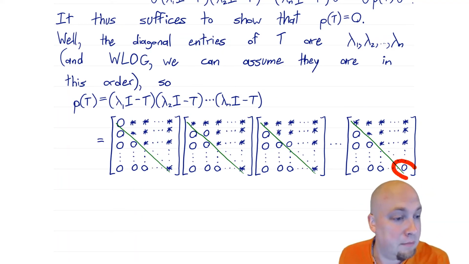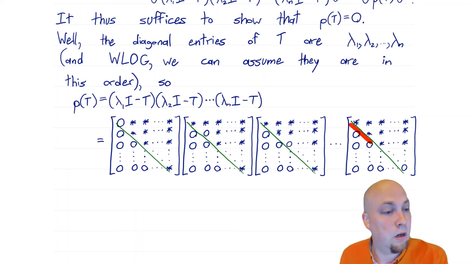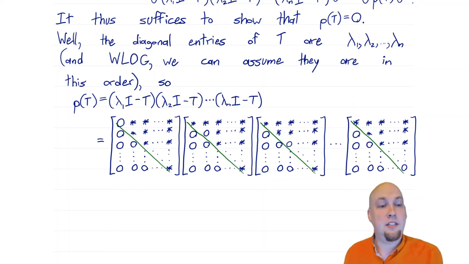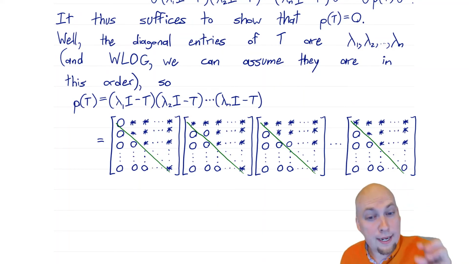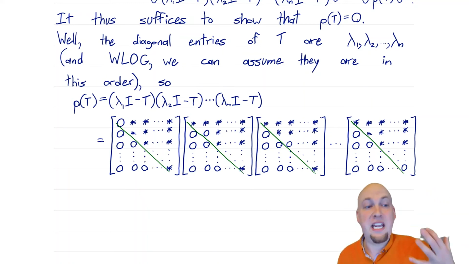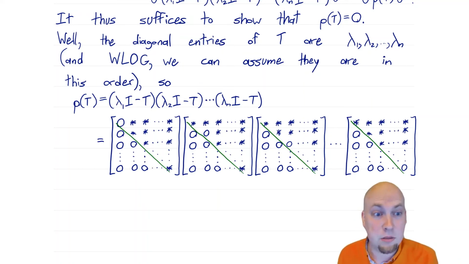I'm going to get lambda n minus lambda n down there, so it's a 0. All of these are upper triangular, just with a 0 in the corresponding diagonal entry as well. So we get one extra 0. And in fact, it's that one extra 0 happening all the way down the diagonals of these matrices that are going to make the product of the entire thing equal 0.